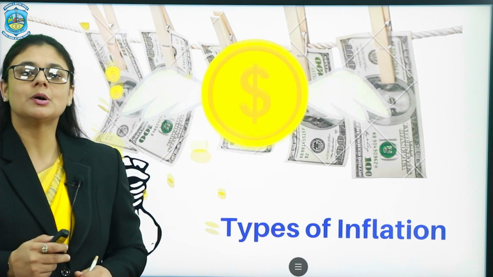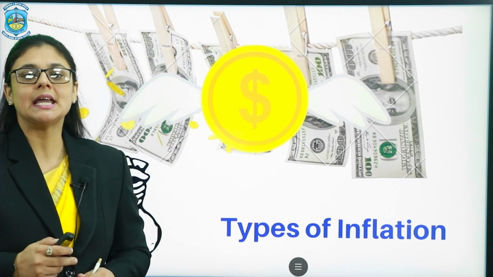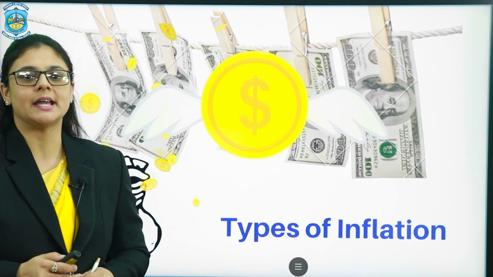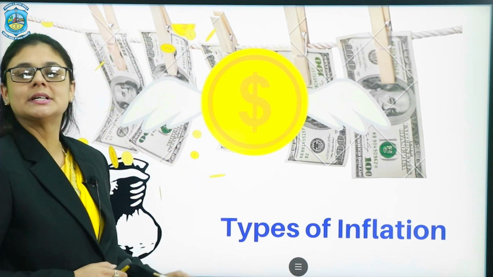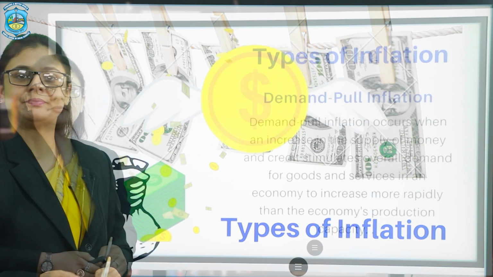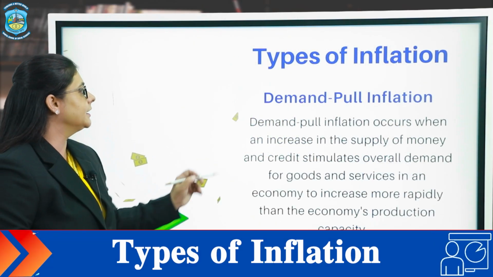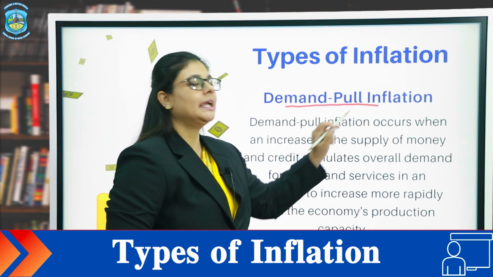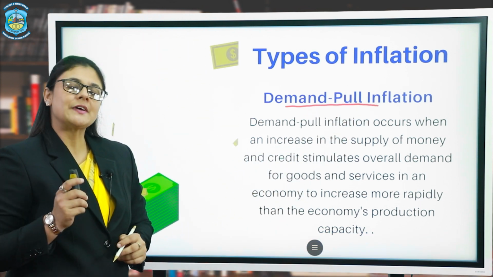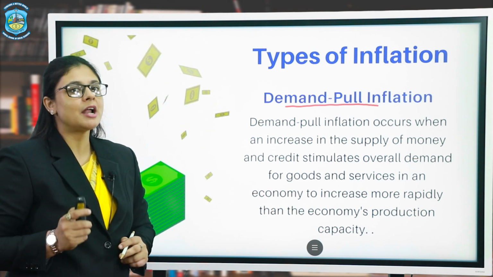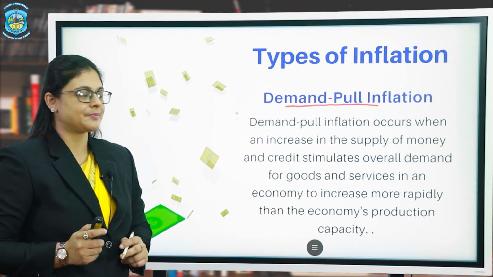The mechanism of how this drives inflation can be classified into three types. So here we are to discuss the types of inflation. The first type of inflation is the demand pull inflation. That means because of excess money in the economy, the demand for goods and services rises.